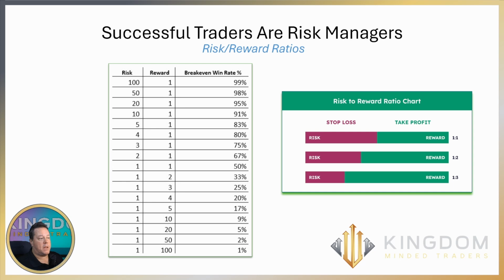If you risk $3 or $300, whatever the number is, to make $1 or $100, that means you have to be right 75% of the time in your trade in order simply to break even. So what we want to really focus in on are these 4 tiers.